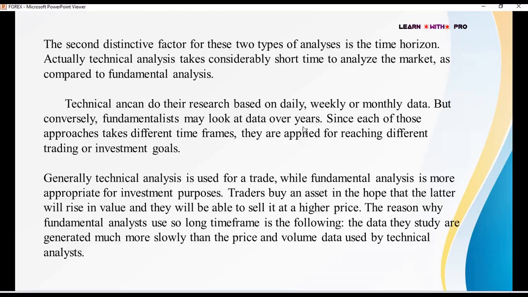The reason why fundamental analysis uses such a long time frame is the following. The data they are generating comes much more slowly than the price and the data used by the technician in technical analysis. As a result, for fundamental analysts to get those research results, time is not waiting for them. Time is not waiting for them, and the price is still moving every day. So they take more time in dealing with price, in getting their research, because they will have to go to the currency.